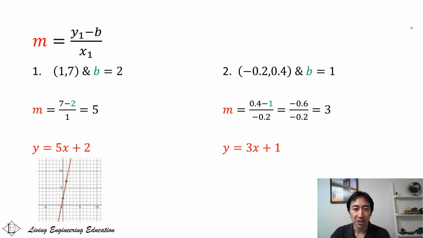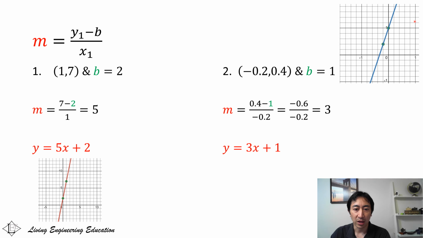And if we graph this line, we see that our point negative 0.2 for x, positive 0.4 for y is right here. And then we cross the y-axis right here at 0, comma 1. And so that's our y-intercept 1.